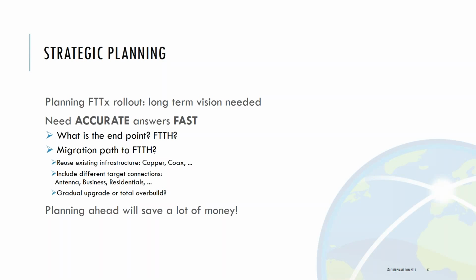And also the number of steps in the migration that you take will be an important question. Do you take really gradual steps and go each time a little bit closer, or do you go, for example, in certain areas with a total overbuild of fiber to the home immediately for whatever reason? So all this decision making is very important, and making the right decisions from the early stages will save a lot of money in the long term.